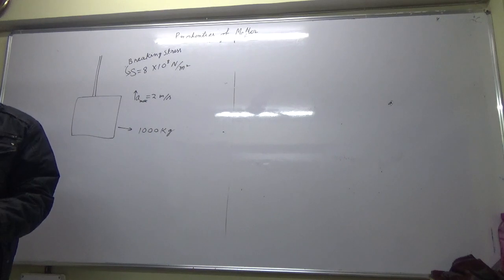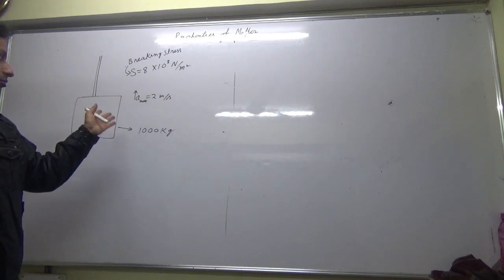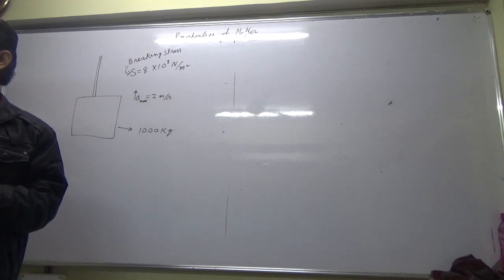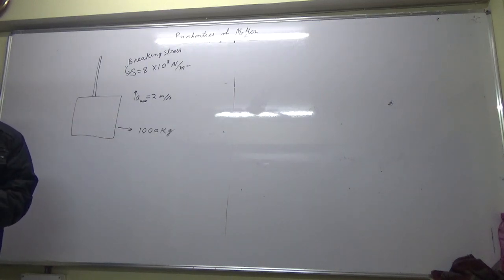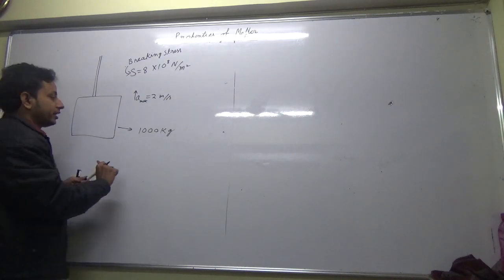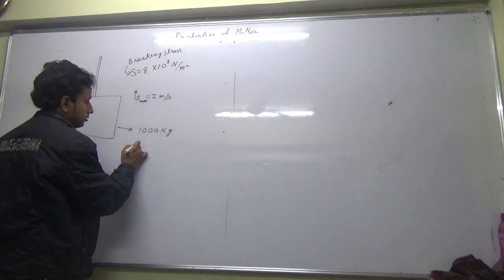Because if the wire required is suppose 1 centimeter square cross section area, we are not going to use 1 centimeter square area if that is the required thickness. We will use more than that, because we cannot take a risk while making a lift. We have to keep some safety factor. So generally safety factor is in the order of 10, 8 like that. So 8 times of whatever is required. So safety factor is suppose 8.